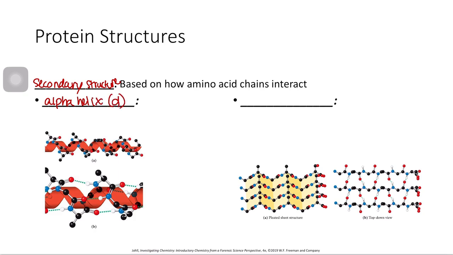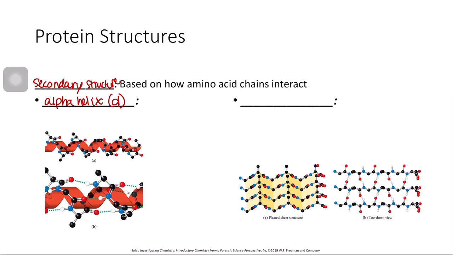A lot of times you'll just see alpha written as the Greek symbol alpha. And the alpha helix kind of circles around itself. And this is due to the interactions between the side chains. And generally, it's going to be that hydrogen bonding that causes these amino acids to wrap around each other. The alpha helix is found in keratin, which is in our hair, and it has the alpha helix structure.